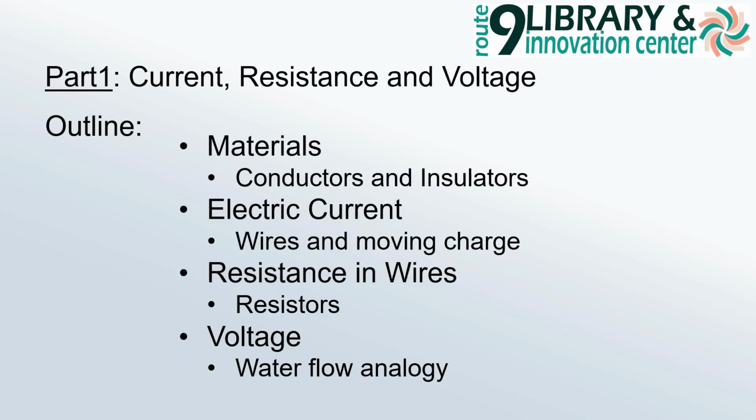So we're going to go over materials, which are conductors and insulators, briefly. Then move on to electrical current, which is charges that move through wires. Then we're talking about resistance inside the wire and something called a resistor. And finally wrap up with voltage using the waterfall analogy that a lot of folks like to use.